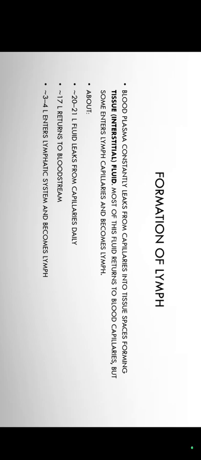Next, formation of lymph. Lymph is a clear watery liquid. Blood plasma constantly leaks from capillaries into tissue spaces, forming tissue interstitial fluid. Most of this fluid returns to blood capillaries, but some enters lymph capillaries and becomes lymph. About 20 to 21 liters of fluid leaks from capillaries daily. Approximately 17 liters return to the bloodstream and 3 to 4 liters enter the lymphatic system and become lymph.